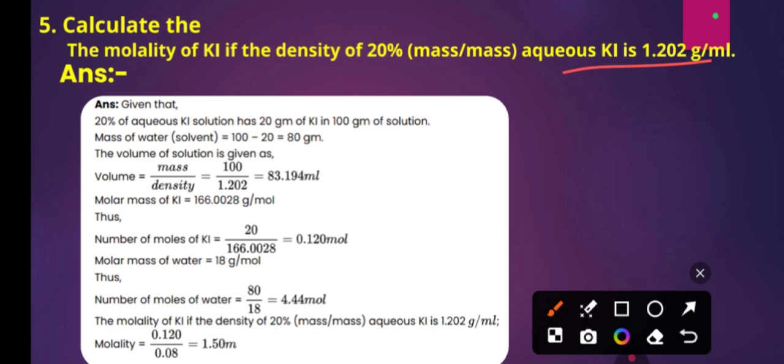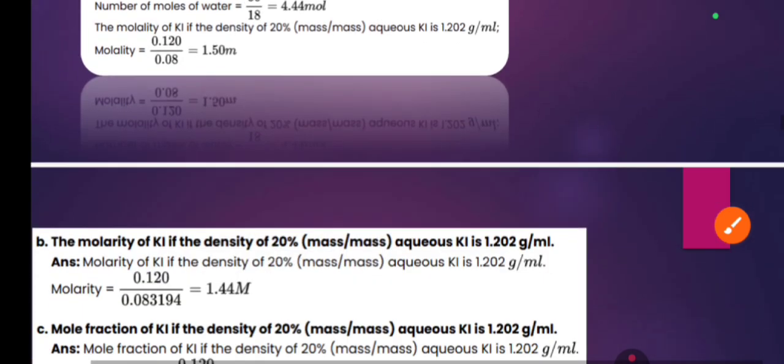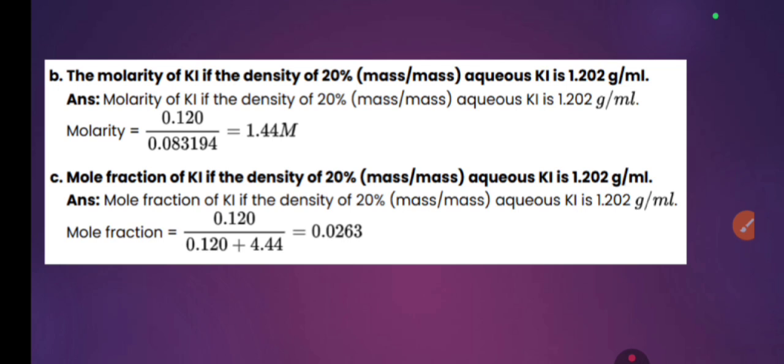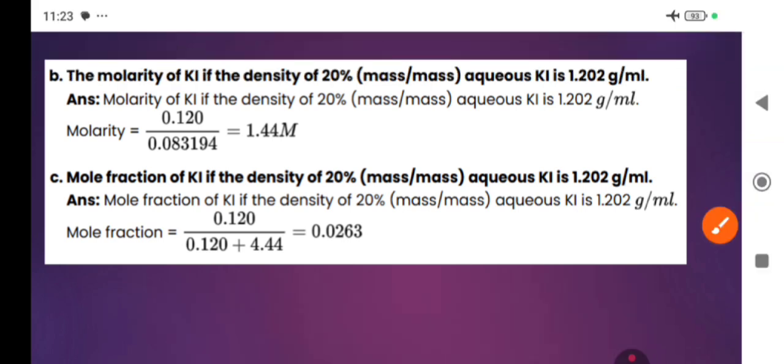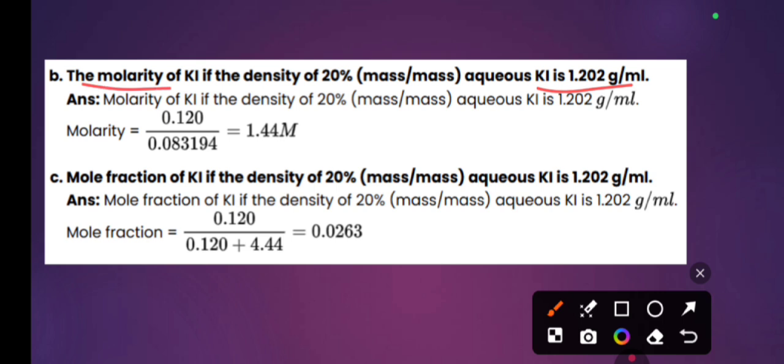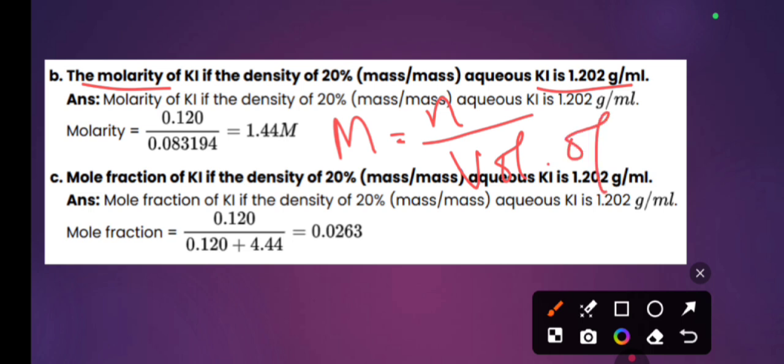Okay, but you can see here in this numerical, density is also given. So what's the use of this density? Because in the next part you will see here, this is the part of that question only. So you can see the density that was given, 1.202. Now we have to use this, because now we need to solve molarity. So what is the formula of molarity? It is equal to moles of solute divided by volume of solution.